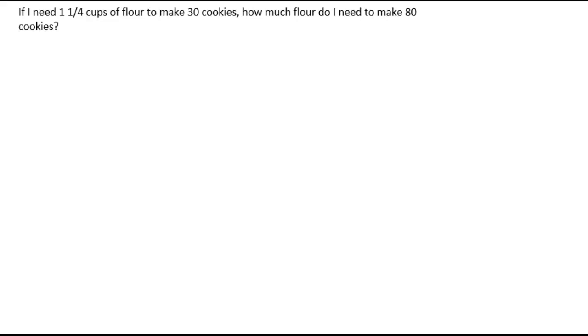When you think about proportions, you might think about something like this. I need 1 1/4 cups of flour to make 30 cookies. How much do I need if I want to make 80 cookies? Which really, you can never have enough cookies. So it's an important question.